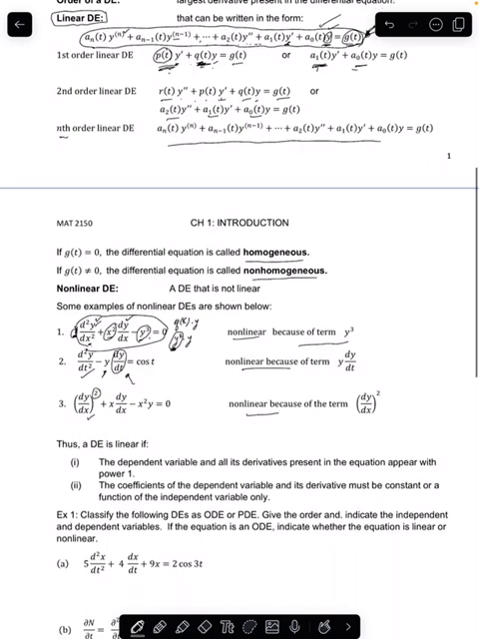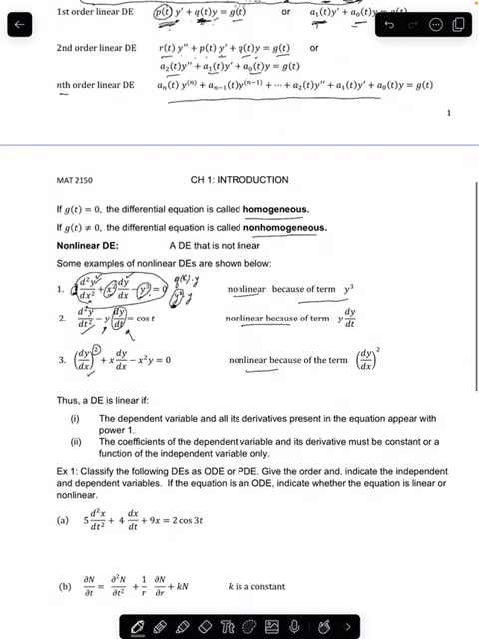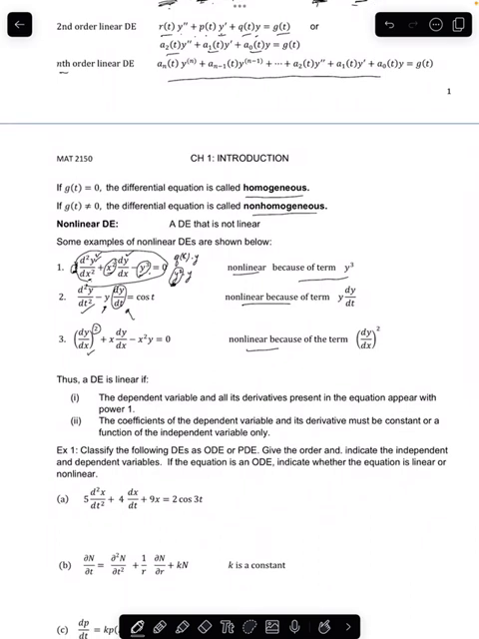Okay. So we can say that a differential equation is linear if the dependent variable and all its derivatives present in the equation appear with power 1. And also the coefficients of the dependent variable and its derivatives, whichever are coming in the equation, must be a constant or a function of the independent variable only. Okay, remember, a constant can be considered a function of any variable, whichever variable we are using in the equation.